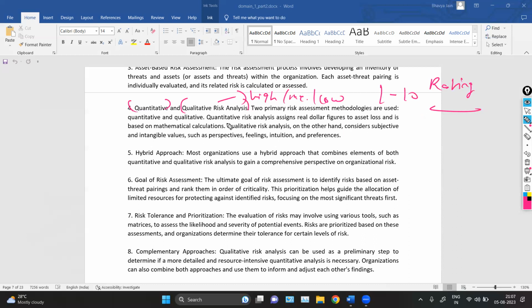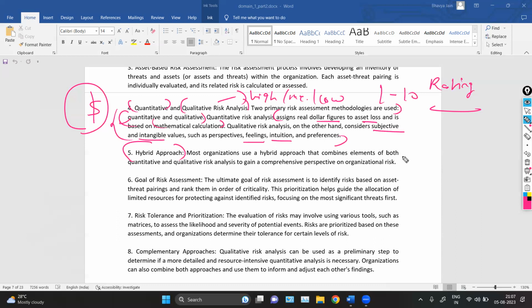So qualitative doesn't involve any mathematical calculations, but quantitative is all about assigning a dollar value or calculating in terms of monetary values. Two primary risk assessment methodologies are used, quantitative and qualitative. And if you are using both in any organization, then we have a hybrid approach. Quantitative risk analysis assigns a real dollar value to asset loss and is based on mathematical calculations. And qualitative considers subjective and intangible values such as perspective, feelings, intuition, and preferences. So we will see both.